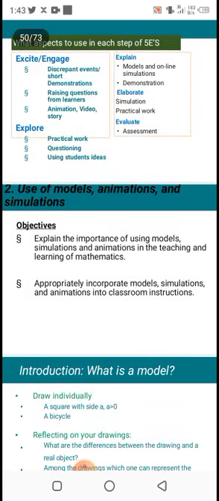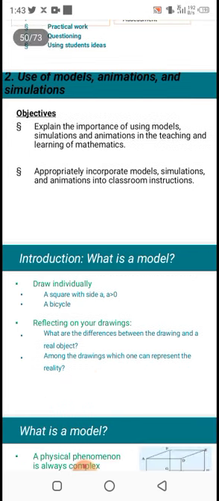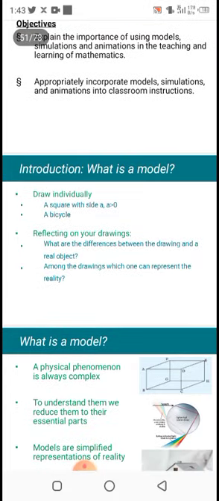Let's continue with models and animations and also simulations objectives. Explain the importance of using models, simulations, and animations in the teaching and learning of mathematics. Appropriately incorporate models, simulations, and animations into classroom instructions. Introduction. What is a model?